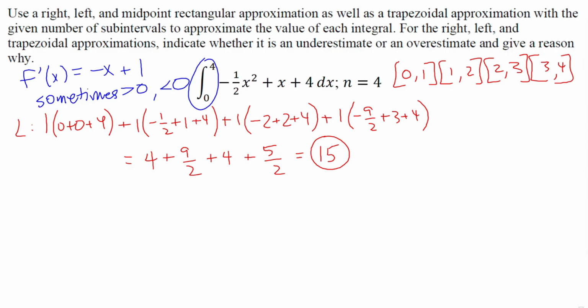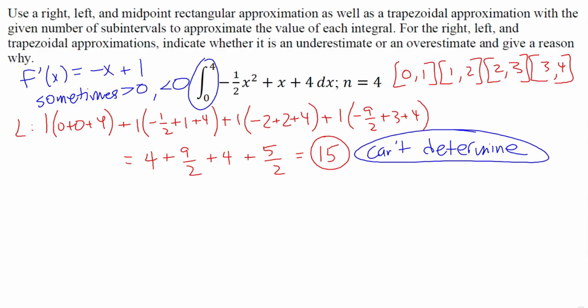So for the left and the right approximations, we can't determine if this is an under or over estimate because it's not strictly increasing or strictly decreasing on our interval. If it's strictly increasing or strictly decreasing, you can tell, but if it's not, then you can't figure it out. All right, for our right approximation, we're just going to do this exact same thing, except we're going to use the values at the right endpoint. So we're going to use the values at 1, 2, 3, and 4, rather than at 0, 1, 2, and 3. So at 1, 2, and 3, we should be getting these exact same things that we got before.